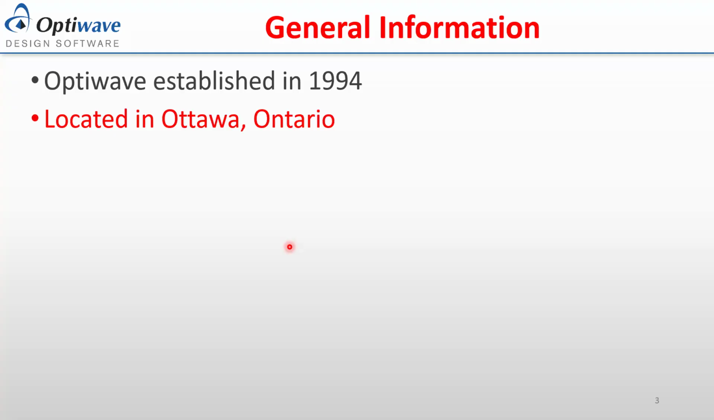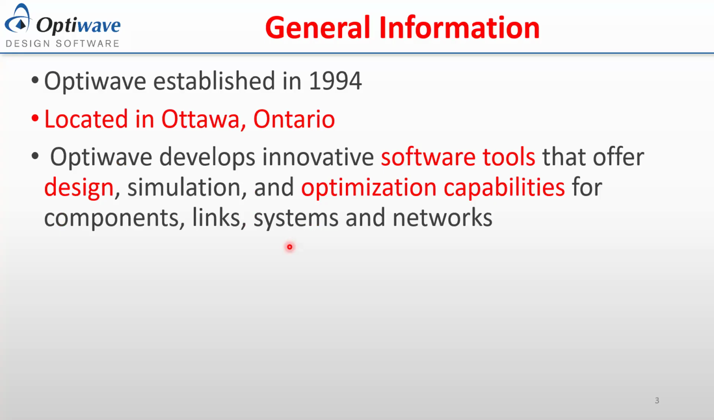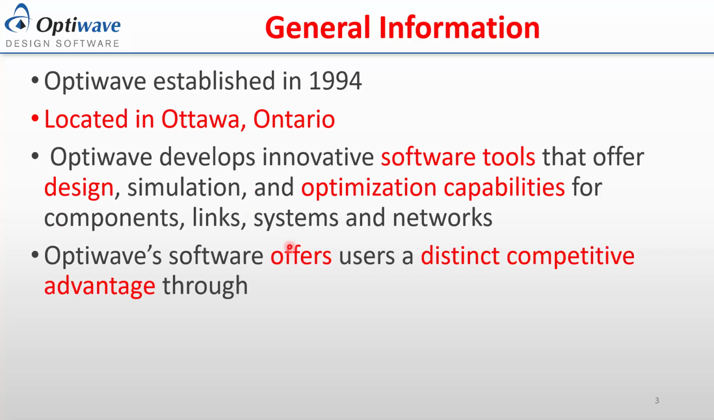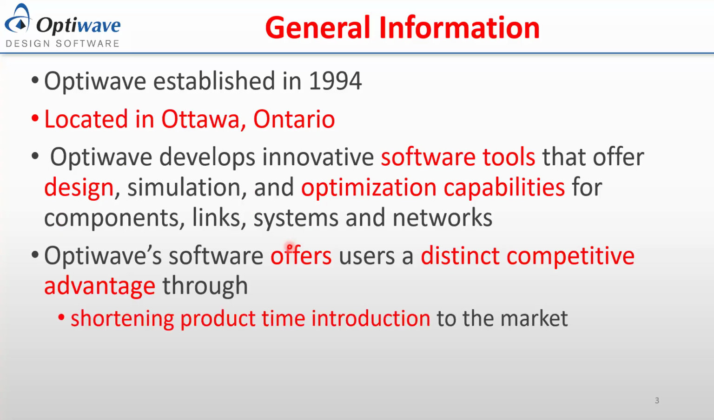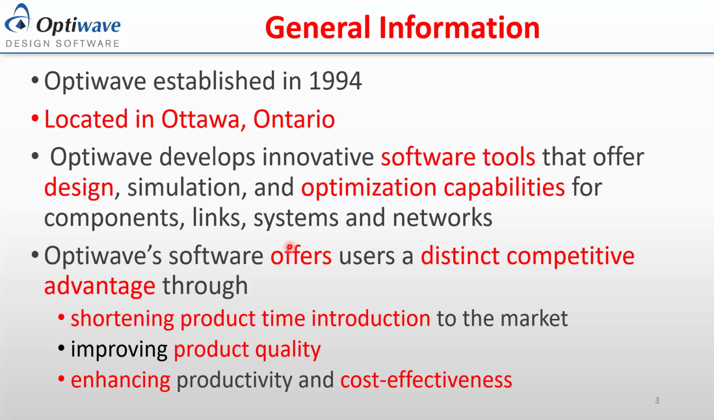Okay. Optiwave was established in 1994. It's over 30 years ago, and it's located in Ottawa, Ontario, in Canada. Optiwave mainly develops software tools for designing, simulating, and optimizing components, links, systems, and networks. Our software gives users the advantage of shortening the time to introduce products into the market. It improves product quality as well as cost effectiveness by conducting simulation ahead of manufacturing or making the circuits, photonic integrated circuits, devices, or modules.